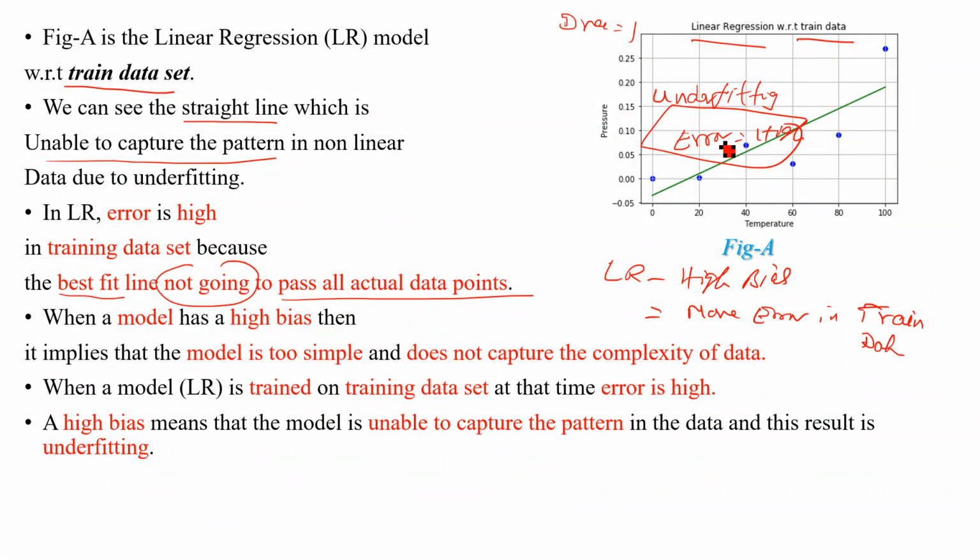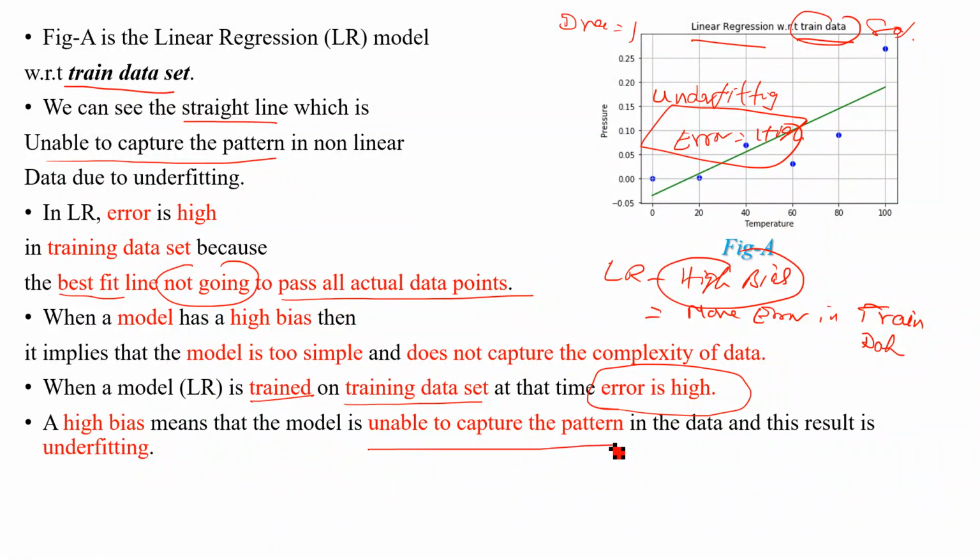So the trained data set here is for the linear regression model. With 80% of the trained data set we have to build the model, and we got the high error. So when the model is trained on the trained data set, at that time the error is high. A high bias means the model is unable to capture the pattern. So due to high bias, due to more error in the training data set, we are unable to capture the pattern in the data. As a result, underfitting happened.